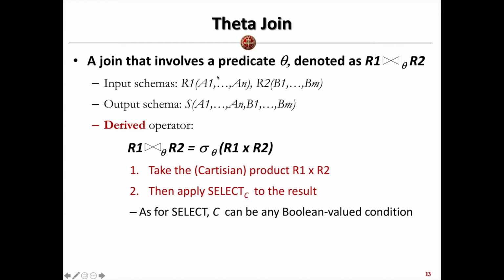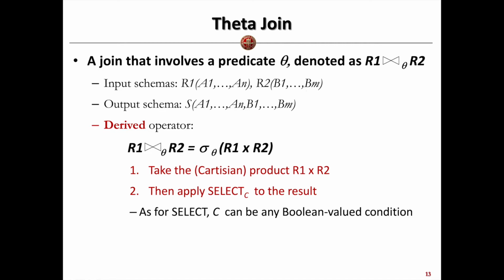Formally, we can represent theta join as R1 join R2, with theta as a join subscript. The theta here is a predicate. In other words, it denotes a condition. R1 and R2 are the two input relations. So we have the input schema R1 with A1 to AN as attributes, and R2 with B1 to BM as attributes.